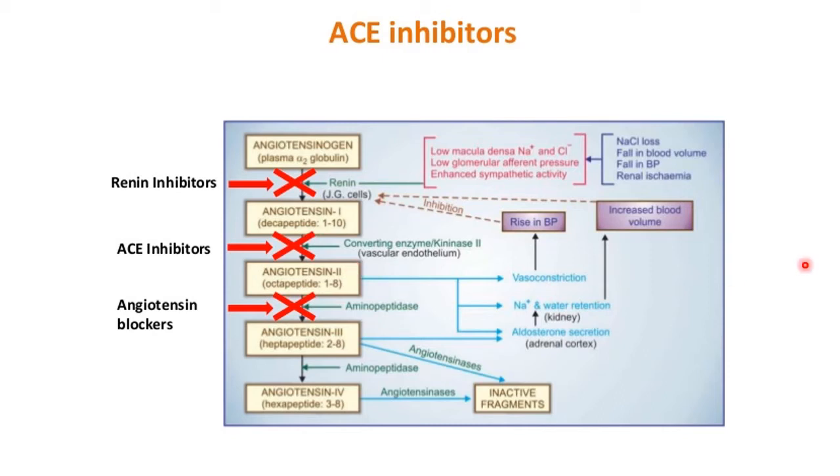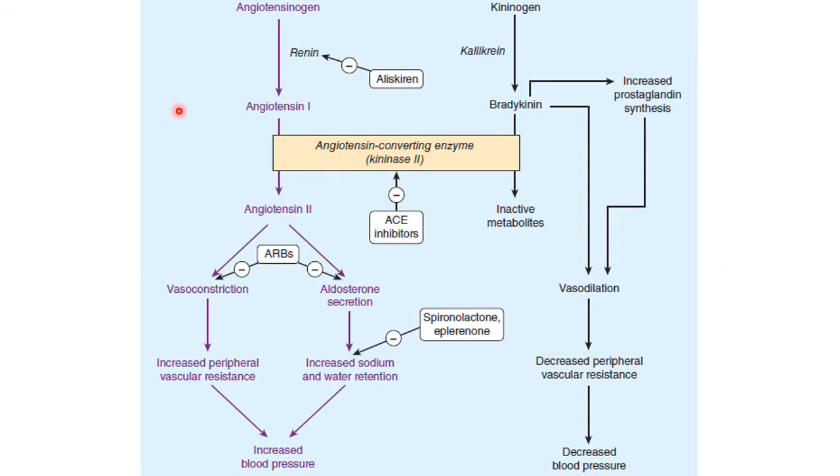So this was the normal physiology that is going on in our body. Again, you can see here angiotensinogen. On it, renin acts and converts it into angiotensin 1. On angiotensin 1, the converting enzyme acts and converts it into angiotensin 2. This angiotensin 2 causes vasoconstriction, aldosterone secretion, and finally an increase in blood pressure. If we use ACE inhibitors at this level, there will be no angiotensin 2 and there will be no increase in blood pressure. So you can see here the ACE inhibitor. Now let's see.